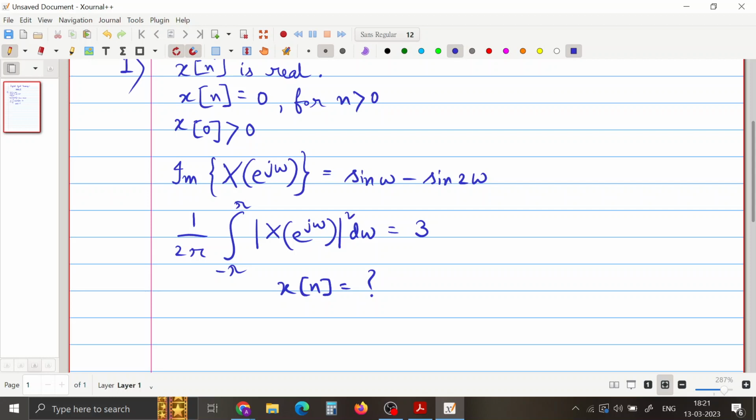And why have we been given this condition? Because like I was saying, we don't know the value of the sequence x of n at n equals 0. This condition will be, as you will see later, utilized in finding the value of x of 0. We just know that x of 0 is something positive, we don't know its value. Anyways, whenever you encounter such an expression, there is a possibility of an application of Parseval's theorem. So anyways, let's start solving this.